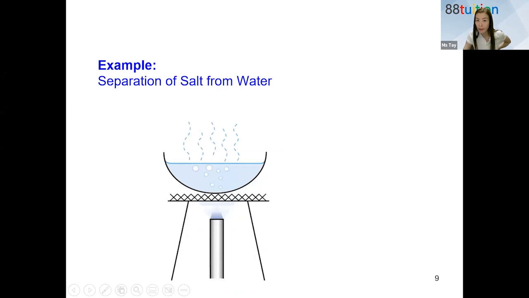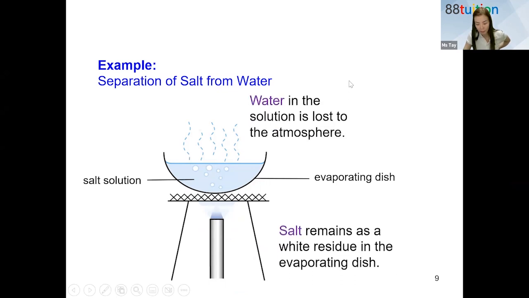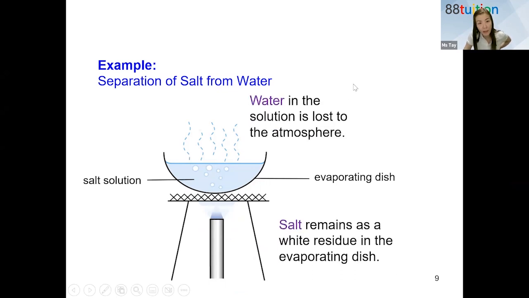As I heat it, it starts to boil. As it starts to boil, the water is lost. It will be evaporated. It will be boiled off. So these are the terms you usually use. Once the water has been removed, what will happen? The salt will remain as a white residue in the evaporating dish. You see it like some form of powdery stuff, like salt powder.